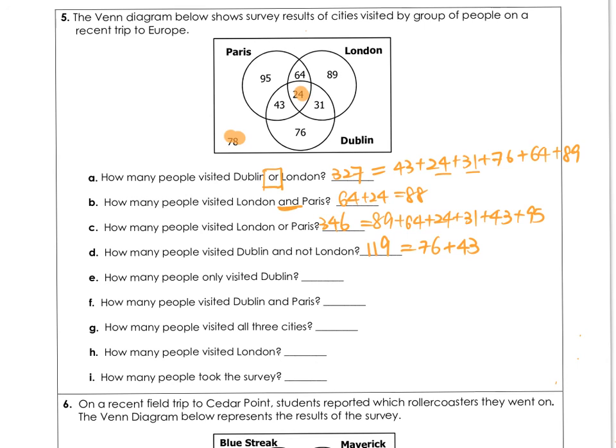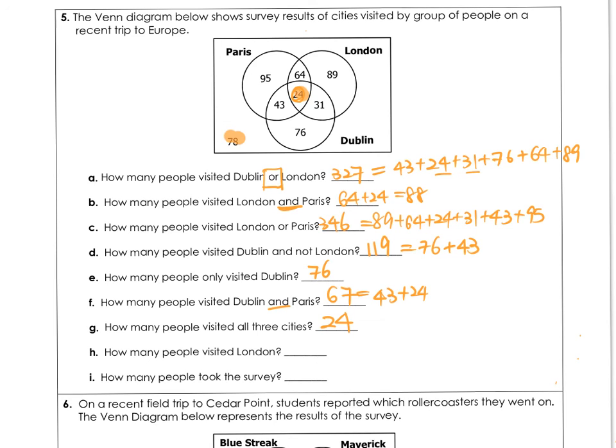How many people only visited Dublin? Finally, an easy one. 76, right? Those are the people who don't overlap with anybody. How many people visited Dublin and Paris? So I'm looking at that overlap, which is 43 plus 24, and that should equal 67. How many people visited all 3? In my introduction, I already highlighted the 24 here. 24 people visited all 3.